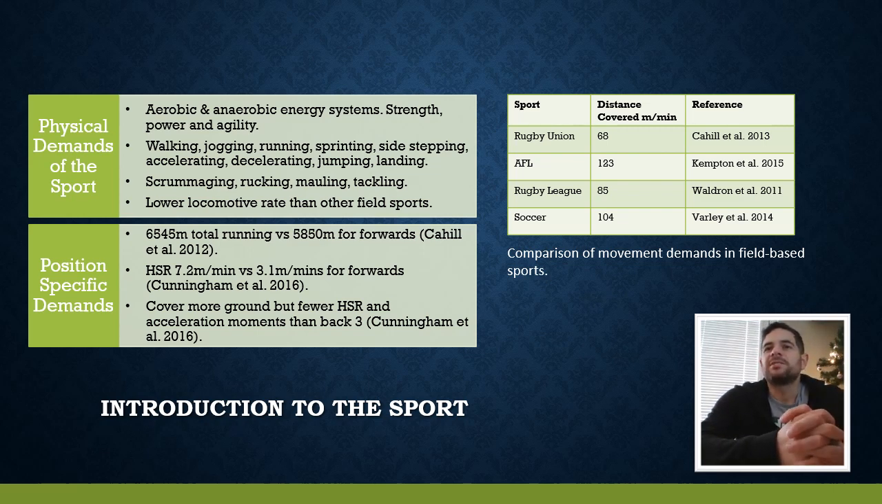The position-specific demands of our athlete are that they are required to cover more ground compared to the forwards in the team, although will be involved in much less contact moments than the forwards. Their high-speed running demand is much higher than the forwards, with over 7 metres per minute compared to 3 metres per minute of a forward. Interestingly though, he will need to cover more ground than the back three, but will have less high-speed running and acceleration moments than the back three, according to Cunningham et al. in 2016.